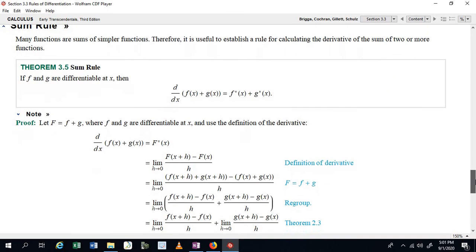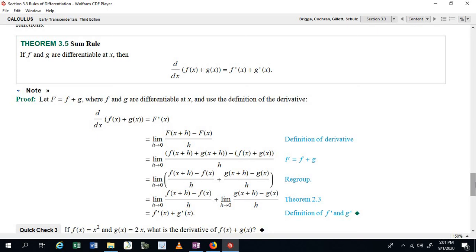Okay, the next rule is called the sum rule. It basically says that if you want to find the derivative of f plus g, two functions added together, then it's simply the derivative of f plus the derivative of g. And you really can think of this as being a plus or minus. So if these were subtracted, the derivative of f minus g is the same as the derivative of f minus the derivative of g. So you can think of this as both a sum and difference rule.